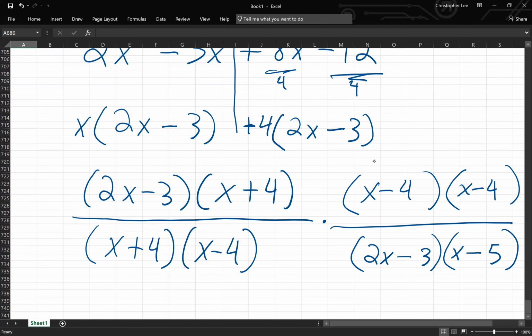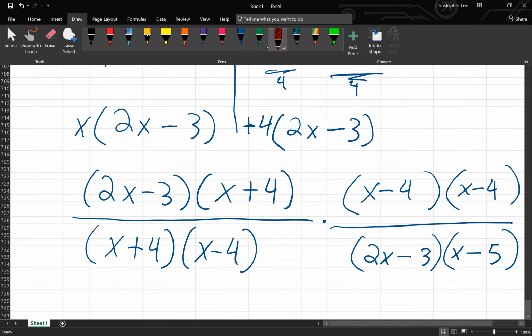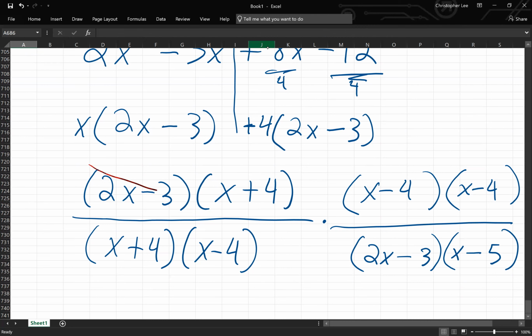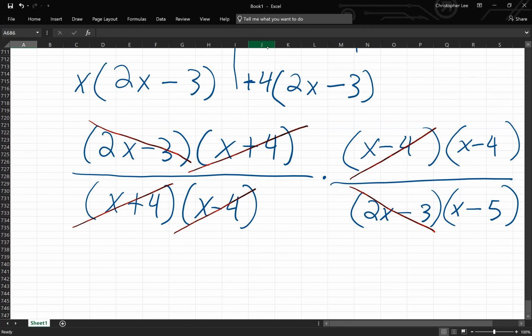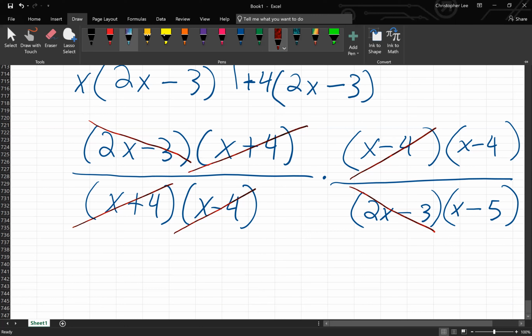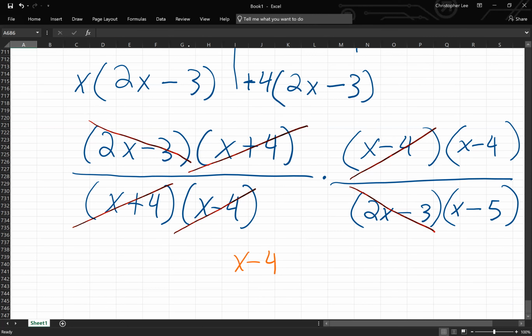All right. Oh no, that's not the answer. We've got to cross out the like terms. Just do the AC method. It'll get you right. So look, 2x minus 3, 2x minus 3 is canceling out. I've got the x minus 4, x minus 4, the x plus 4, the x plus 4, right? So what's my final answer? Exactly. X minus 4 over x minus 5. That's it.